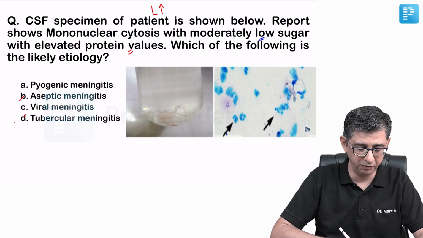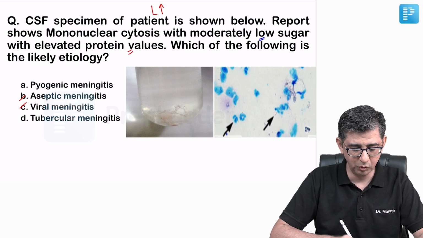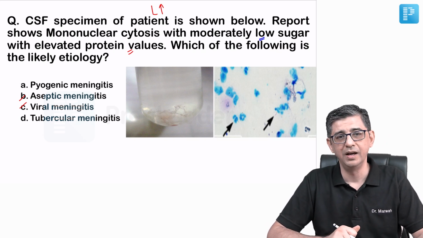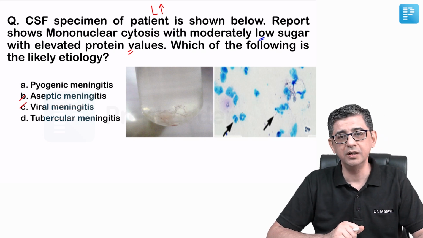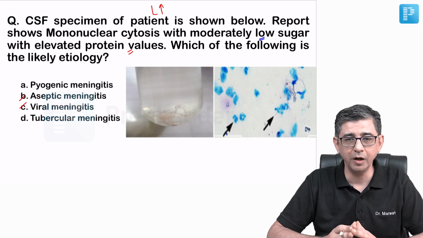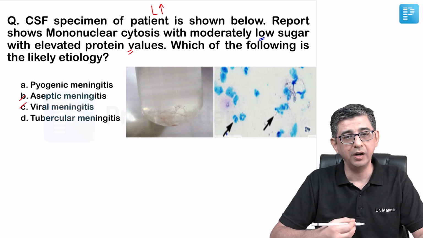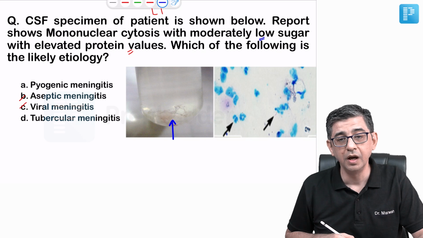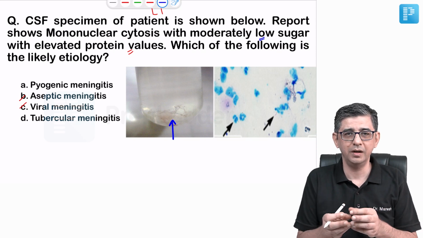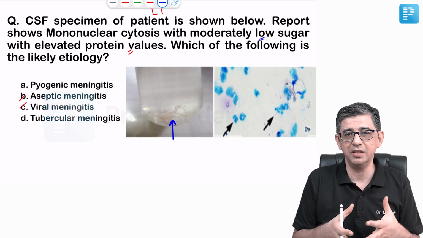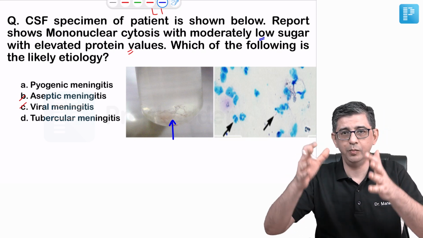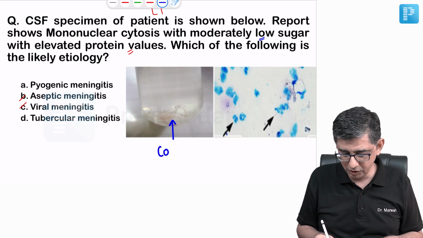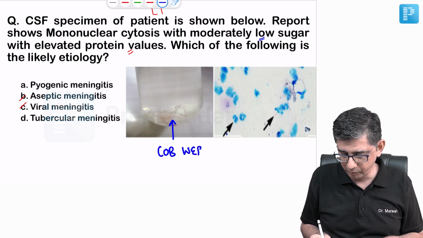That would be aseptic and viral meningitis, because when it comes to options B and C, the sugar values would be normal in the CSF. As far as A and B are concerned, the CSF does not look turbid. And then what do I spot here? What I spot here is a very characteristic manifestation. This looks like a disintegrated basketball net. The basketball net is shredded, just lying in a corner. So this is what we call a cobweb coagulum.